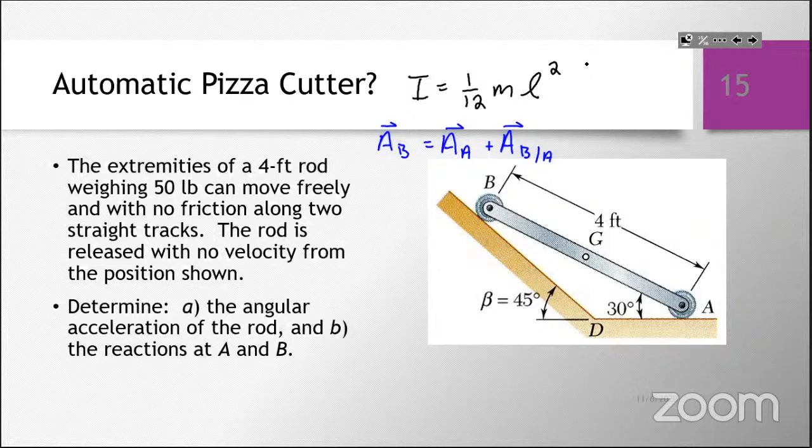You guys got like 20-ish minutes left? 20-ish minutes?